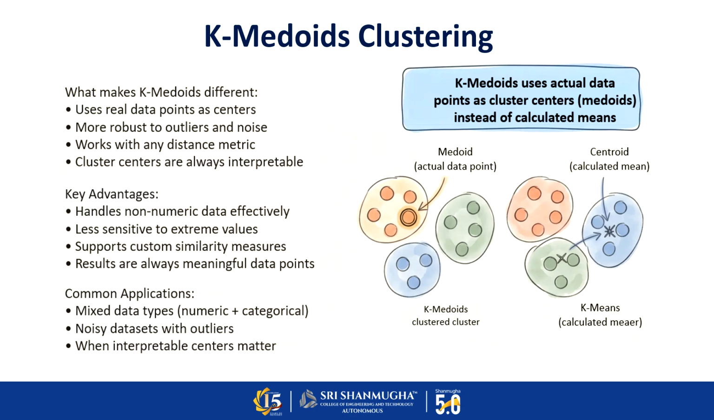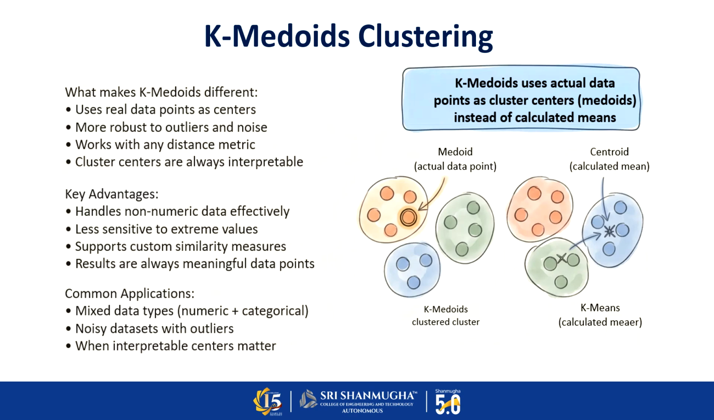So the main characteristics are: it uses real data points as centers, it works with any distance metric, and cluster centers are always interpretable. That means you can look at the medoid and say this is the most representative customer or patient or product in this group. So a common application: it uses mixed data types.